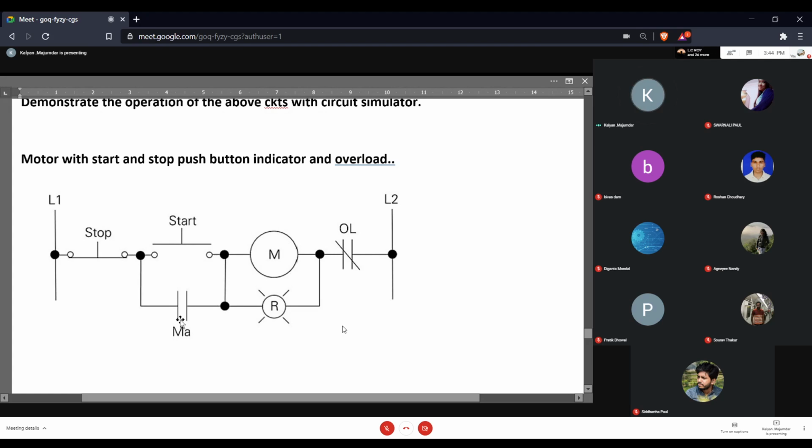MA, the same name M refers to the fact that this is a contact which is associated with this particular relay. It's normally open. Normally open means when this particular relay is not energized, when you're not applying power to this relay, this is open. When you're energizing this, when you're applying power to this relay coil, this contact changes state, which is open when not energized. When the relay is energized, this becomes a close contact.